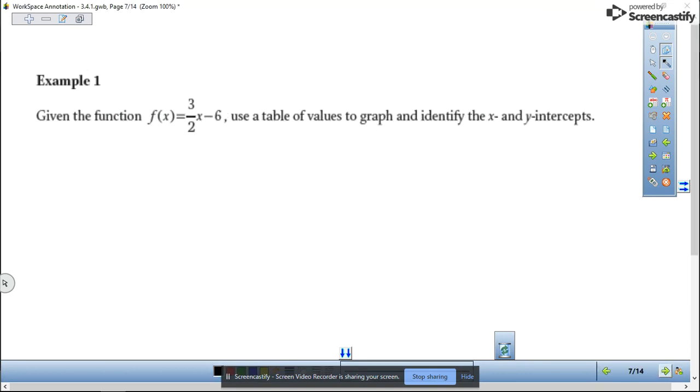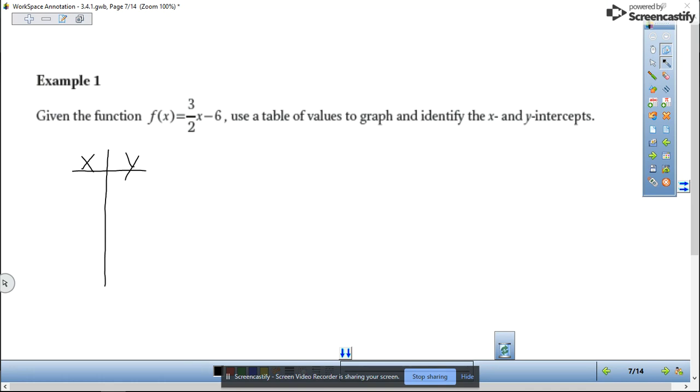All right. So, example 1 here. It says, given the function f of x equals 3/2 x minus 6, use a table of values to graph and identify the x and y intercepts. So we're going to talk about using an xy chart, basically using a t-chart. The first one is easy.